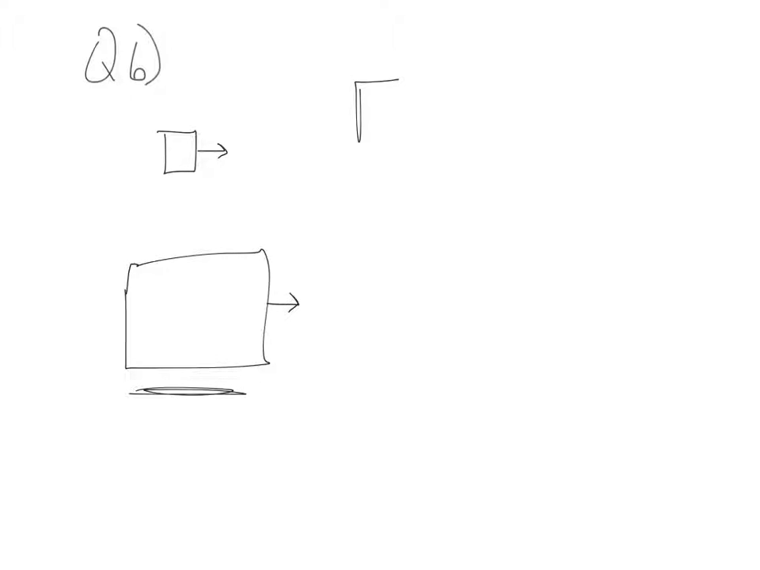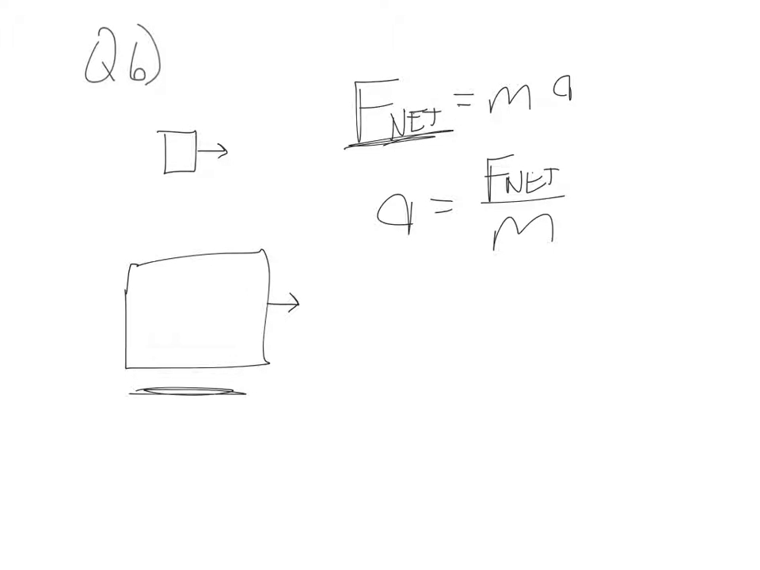Well, we know F net equals m times a. So therefore acceleration is F net divided by m. So if the net force is the same between the two, and mass gets bigger, then acceleration has to get smaller because it's F net divided by mass. So the bigger object is going to have a smaller acceleration. The more massive object will have a smaller acceleration.